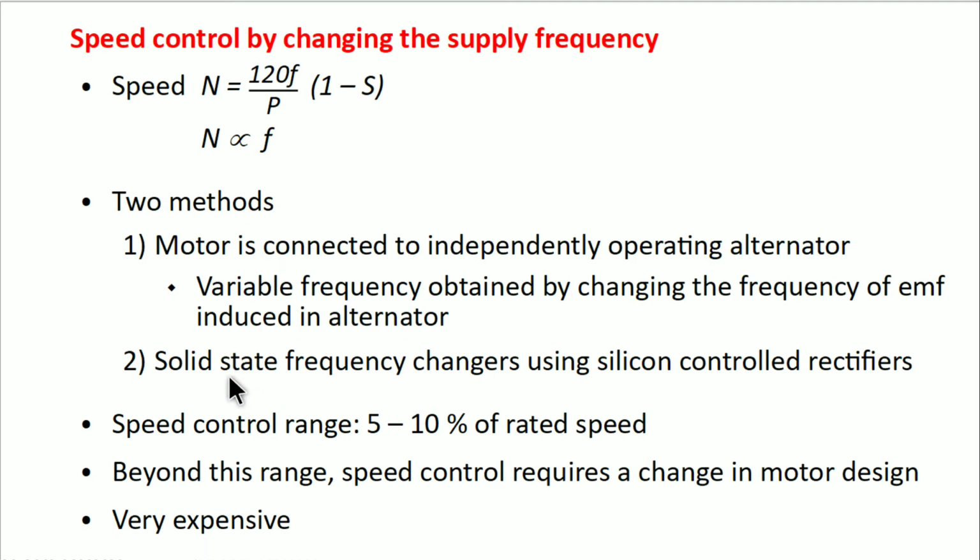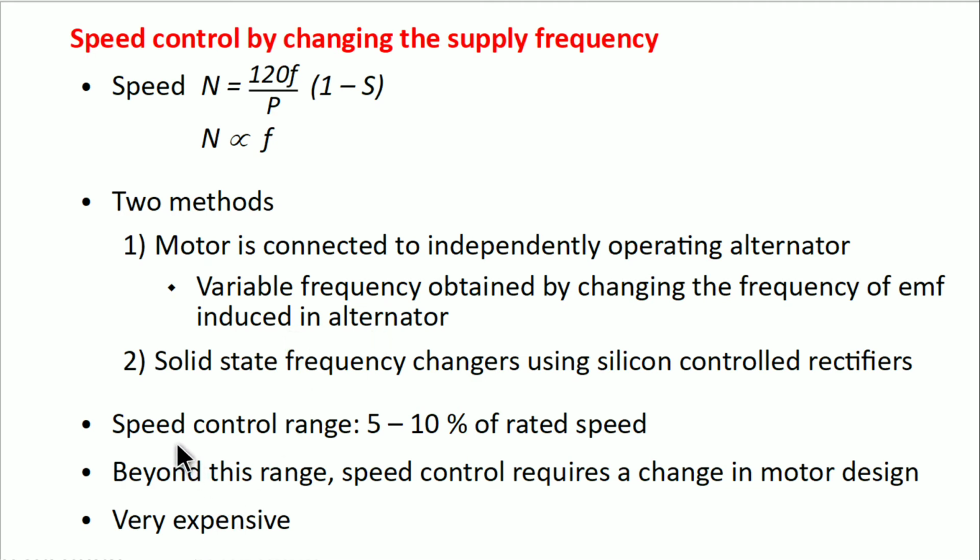Second method of speed control can be by using solid state rectifiers or silicon controlled rectifiers, thyristors, that may give variable frequency three-phase output, and that can be fed to the motor again, and by varying the frequency the speed also varies. But this is a very costly affair, and the first method is also costly because in addition to the motor whose speed is going to be controlled, one alternator and one prime mover for that alternator is required. It means in place of one we are using three machines.